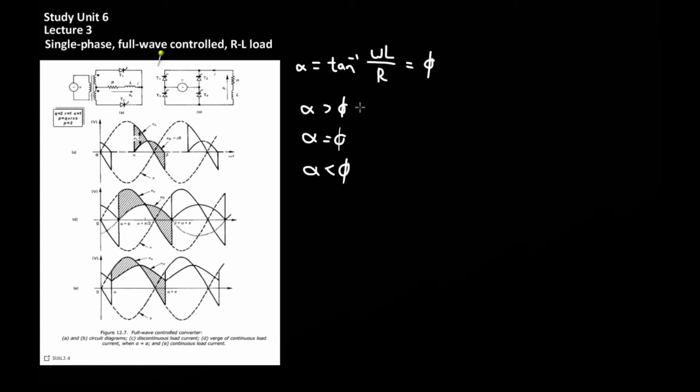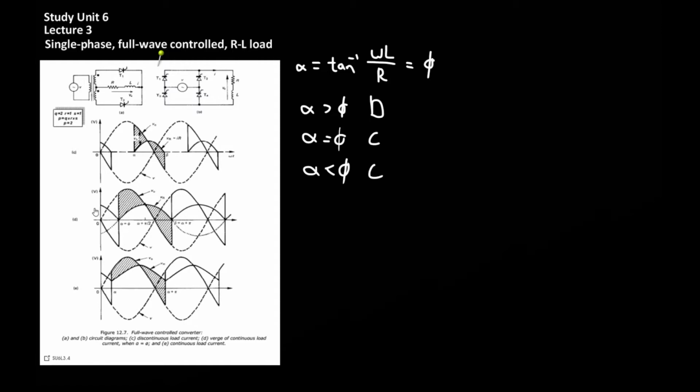If alpha is larger than phi, then the operation of the circuit will be discontinuous. In other words, there will be a discontinuous current flow in the load. If alpha is equal to phi or less than phi, then the operation will be continuous. For the cases where alpha is less than or equal to phi and the circuit is operating in the continuous mode, the output signal will be a fully rectified sine wave.